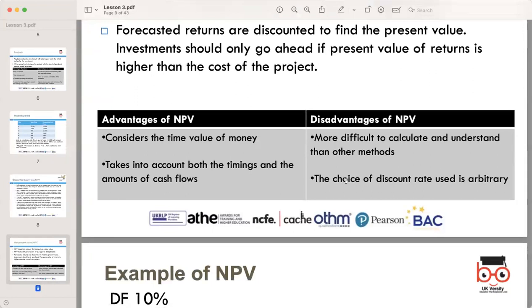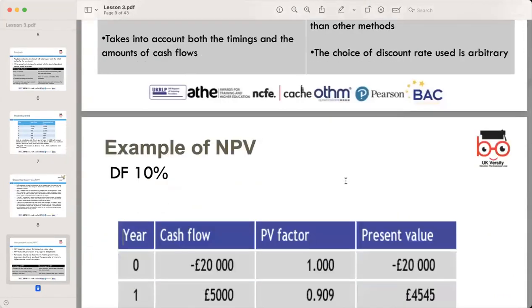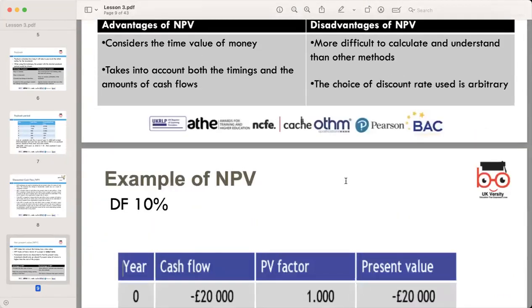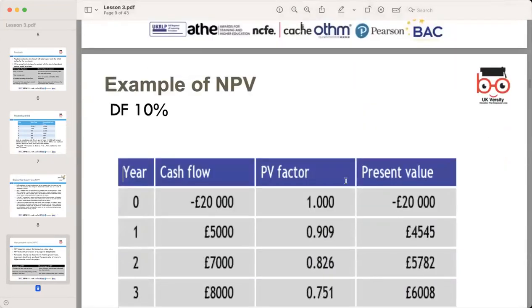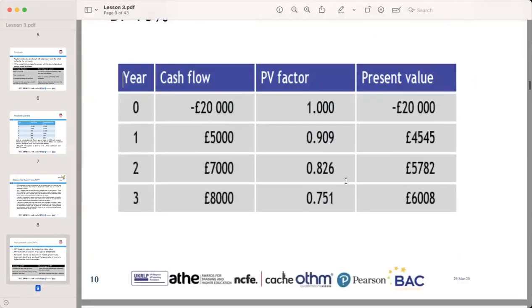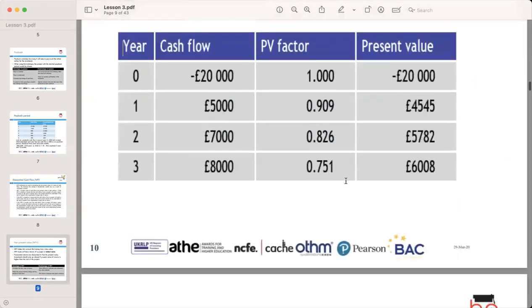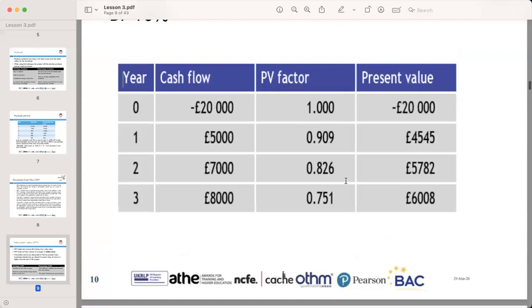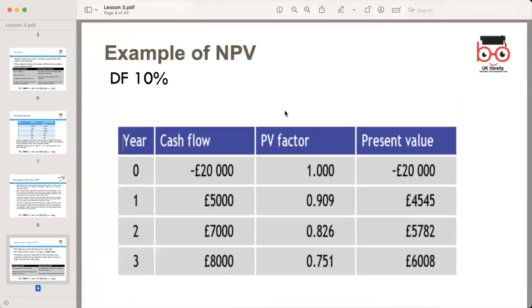Okay. So an example of net present value, or how to calculate the net present value. The table shows year, cash flow, PV factor and present value. So if year 1 has a cash flow of 1000, multiplied by the present value factor. This chart is showing an example at a 10% rate.